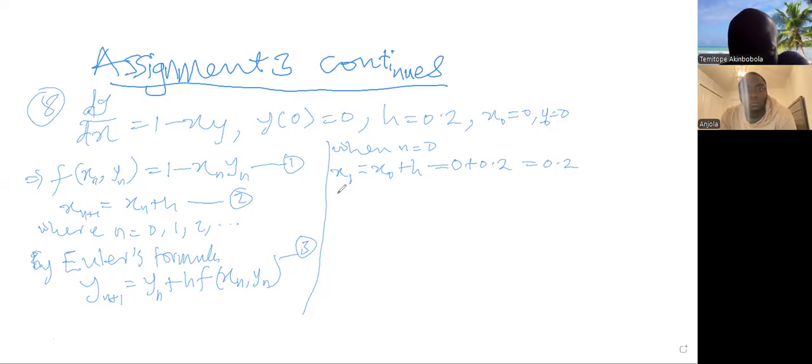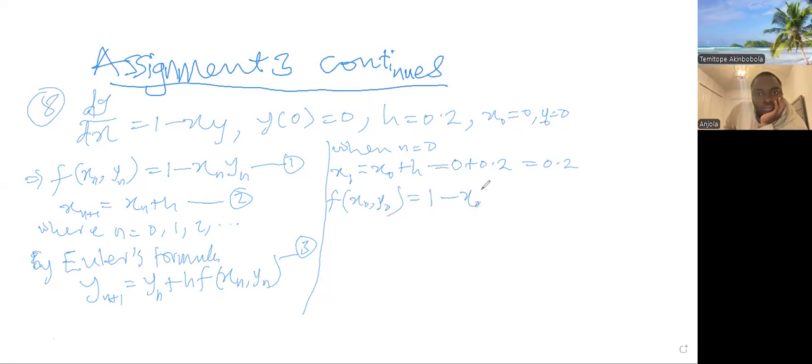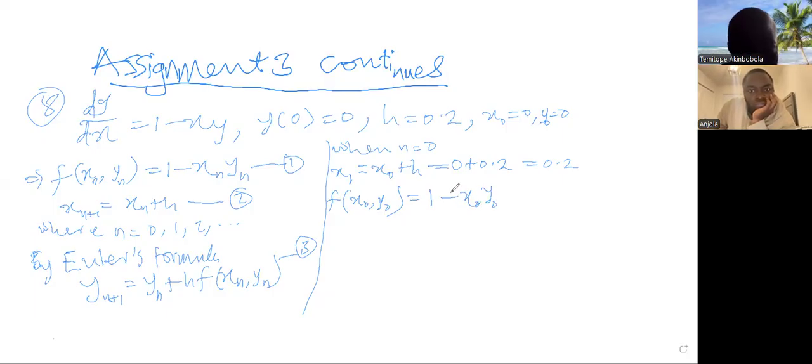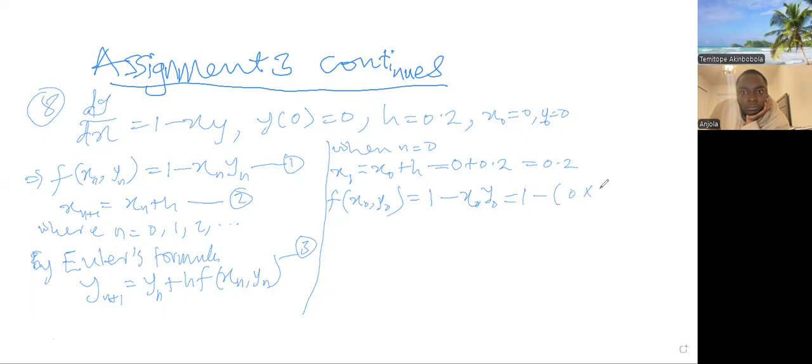Now, f of x naught, y naught. I'm using equation 1 now. So that will be 1 minus x naught y naught. Are you there? Yes, sir. Okay. Now substitute x naught, y naught. That's 1 minus 0 times 0, which is 1. So f of x naught, y naught is 1.